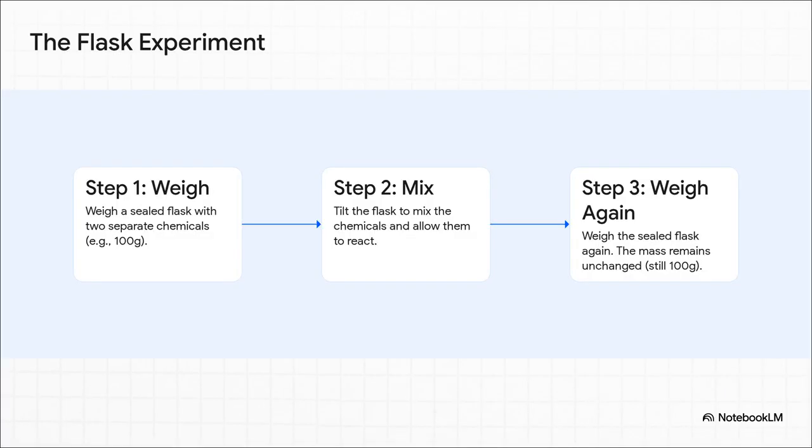Scientists figured out a really clever way to show this. You take a sealed flask that has 2 different chemicals in it, kept separate. You pop it on a scale and get the weight. Then you just tilt the flask, let the chemicals mix and react, and weigh it again. And guess what? The weight hasn't changed one bit. It's proof positive mass is conserved.